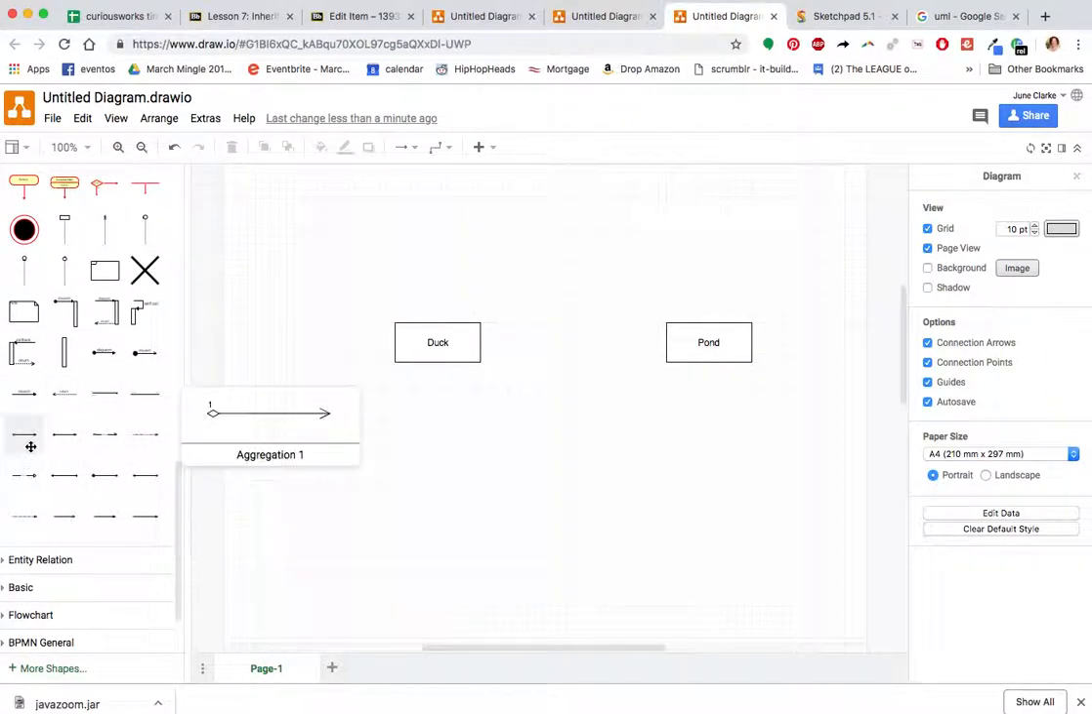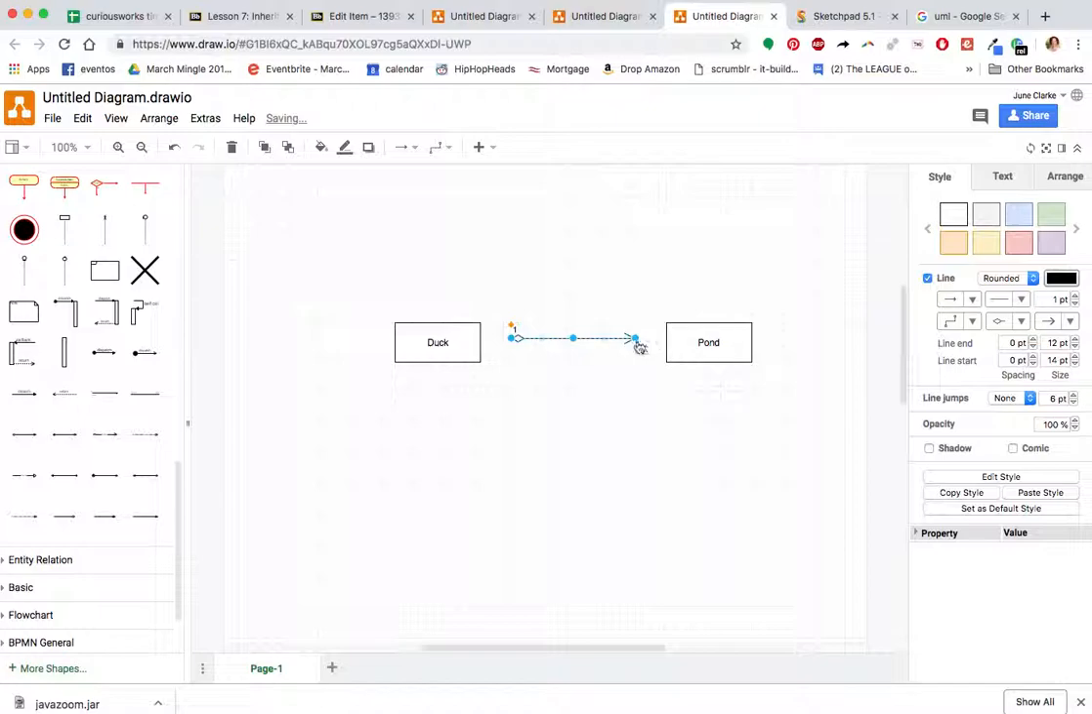So where is this one? Oh, aggregation. Okay, so it's saying aggregation composition. Composition is the one where it owns, really. It's a closer connection. It's more like the engine in a car. The engine doesn't really run by itself. And I'm going to use this aggregation one for the ducks in the pond.